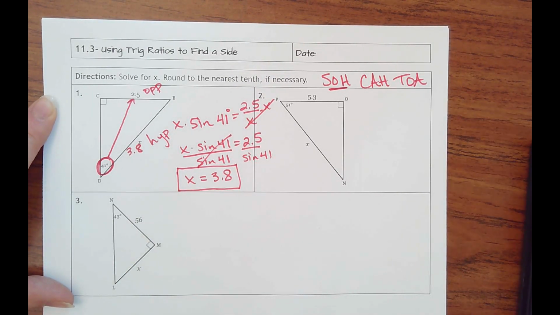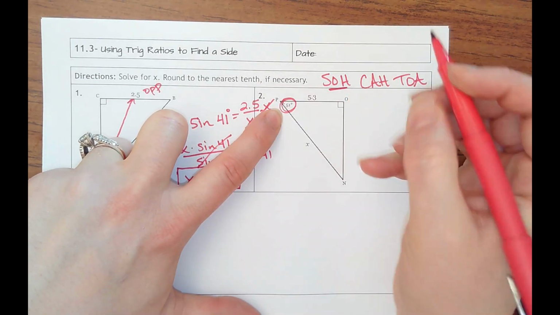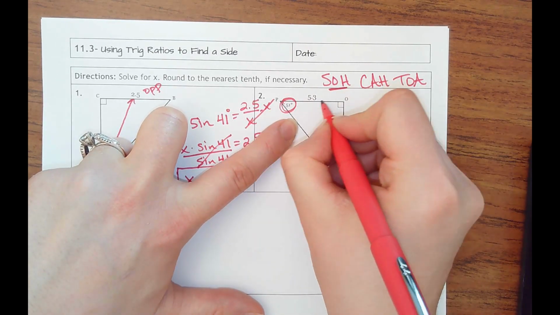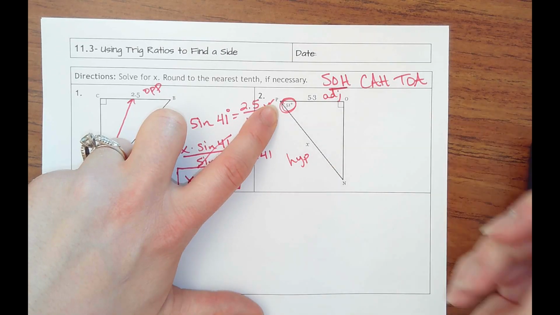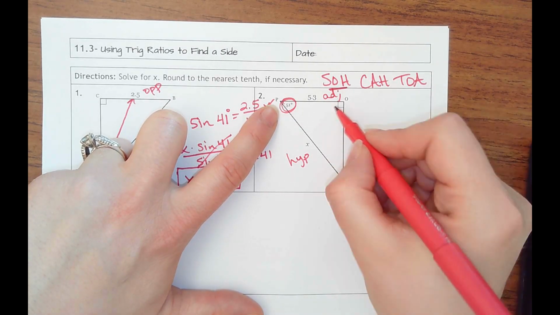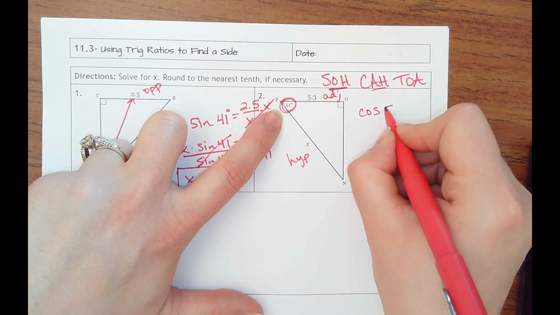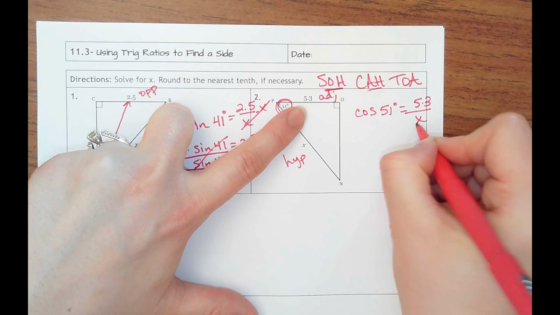All right, number 2, we are looking from this 51 degree angle. I do not have the opposite. I have its adjacent leg, and I have the hypotenuse, or that's what I'm trying to find. So which trig function says adjacent and hypotenuse? That would be cosine. Cosine of the angle 51 degrees equals 5.3 over x.